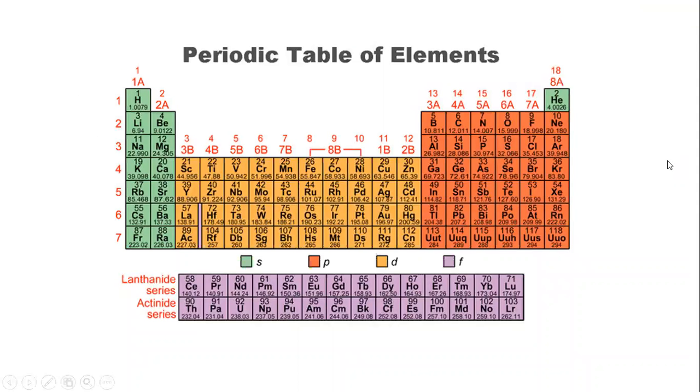Now going back to our periodic table of the elements, we can see that our periodic table comes in handy again when trying to understand which suborbital our electrons are going to be in. So these are color-coded. The green shows our S suborbital on the left. The orangish reddish color is our P suborbital. Our D suborbital is shown by the yellow, and our F suborbital is shown by our purple.